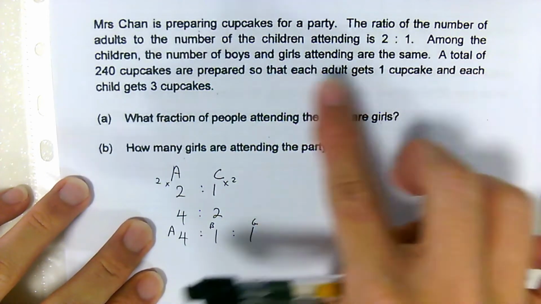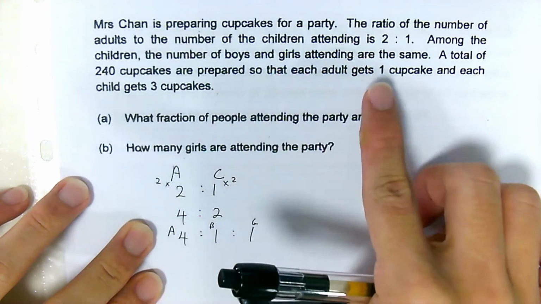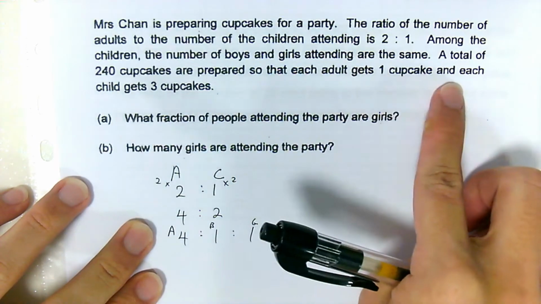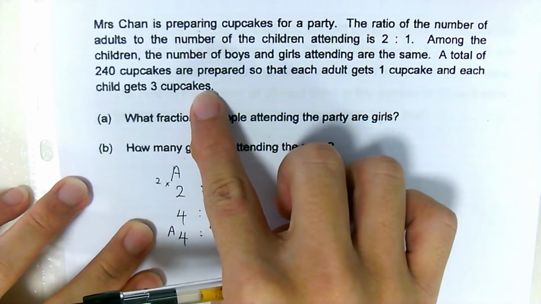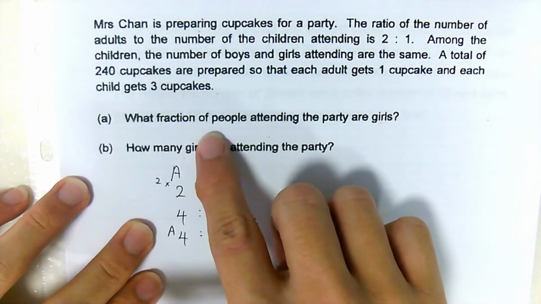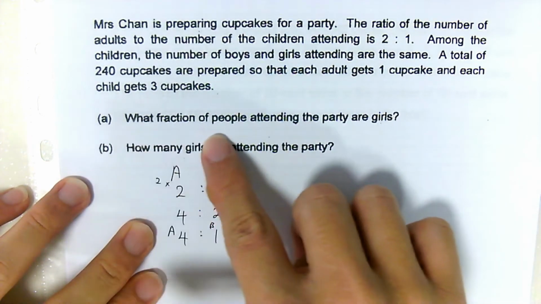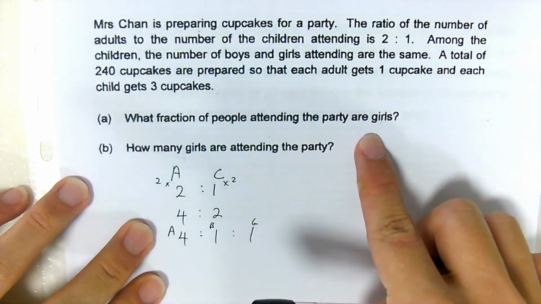They say that a total of 240 cupcakes are prepared, so that each adult will get 1 cupcake, and each child will get 3 cupcakes. We ignore the cupcakes first because the question is not about the cupcakes now. Now, part A: what fraction of the people attending are girls?